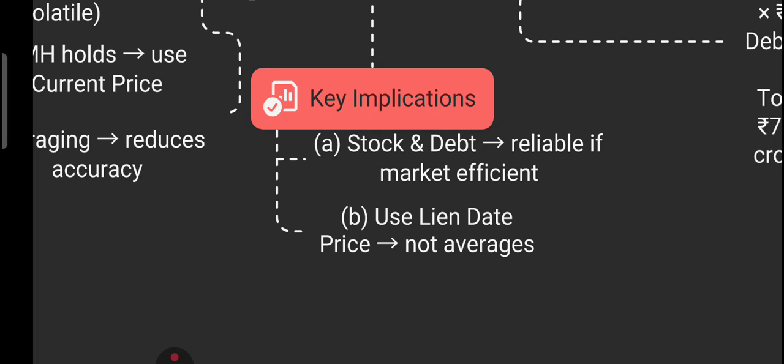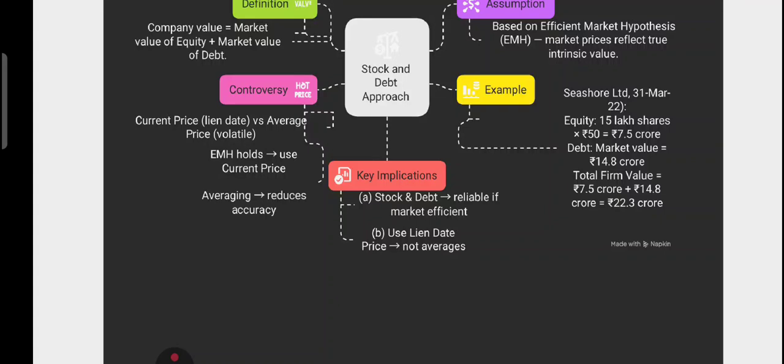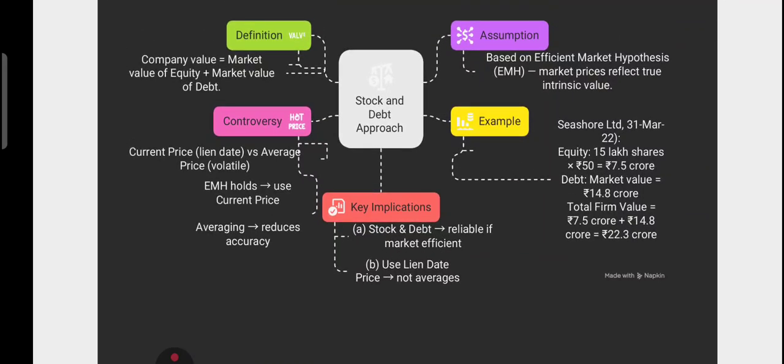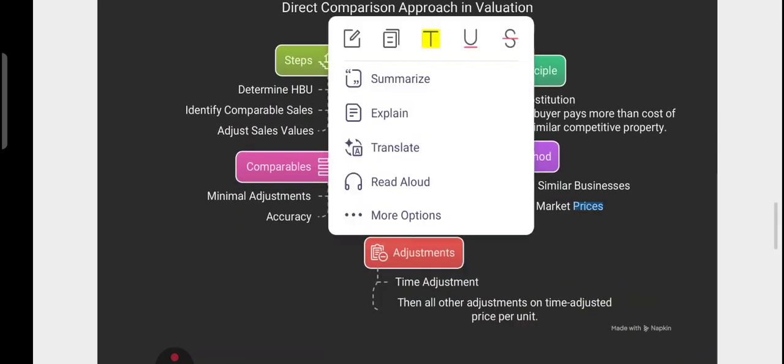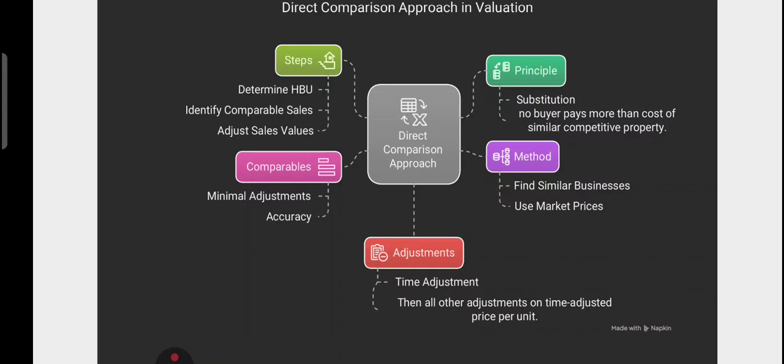If the market is efficient, the stock and debt approach is reliable. Always use current market prices, not average price, for the most accurate result. So the stock and debt approach shows us the power of market signals, but it needs a keen understanding of market efficiency to get it right, because everything depends on the market. What is the market value of equity? What is the market value of debt? Then only you will add them. So this was what we have just discussed, the stock and debt approach.